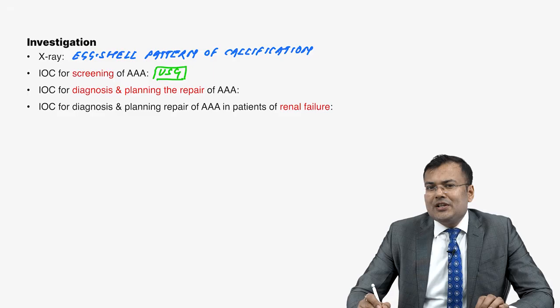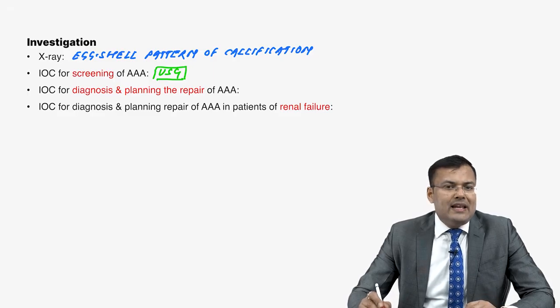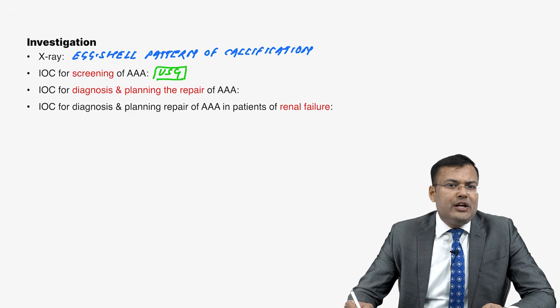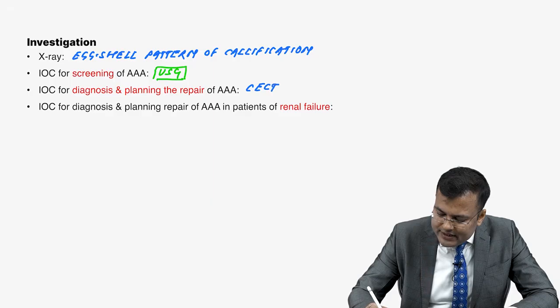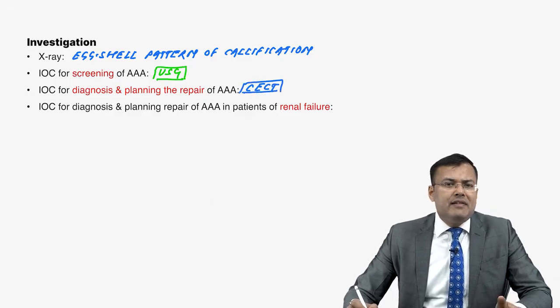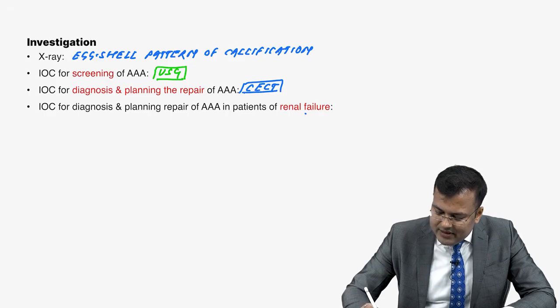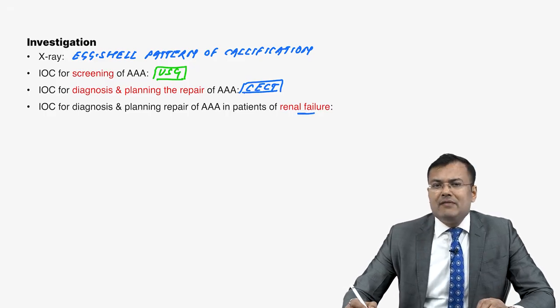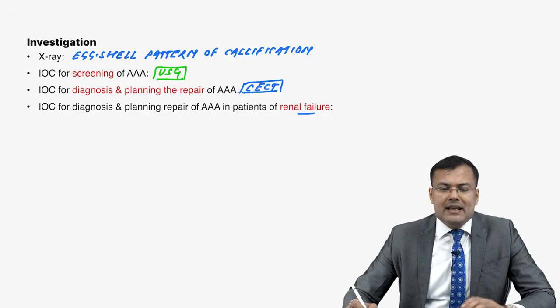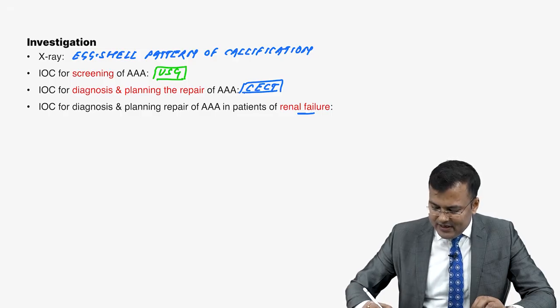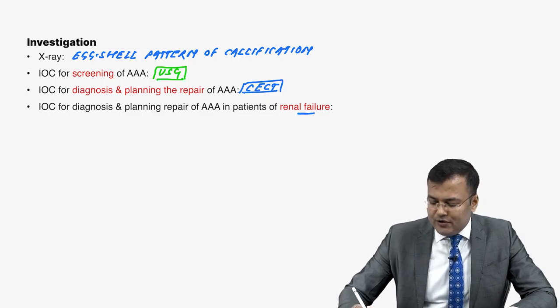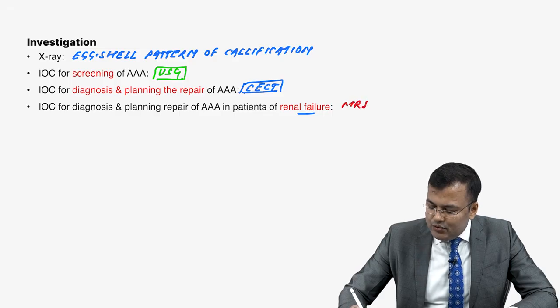Next, investigation of choice for diagnosis and planning the repair. You know that for retroperitoneum, which investigation is preferred? CECT. So here we go for CECT, but in CECT we are giving contrast. So if the patient is having renal failure, for diagnosis and planning repair of abdominal aortic aneurysm in such patients, we go for MRI.